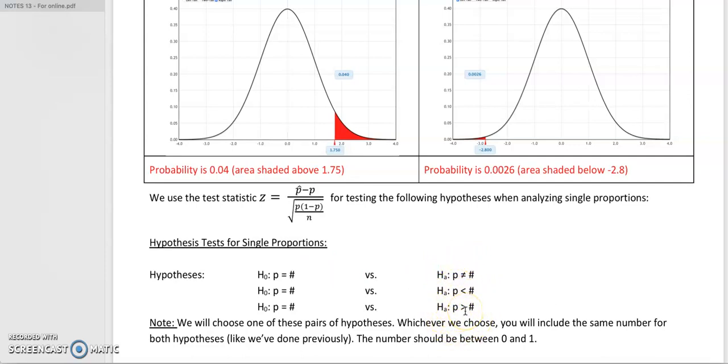And again, just like we saw in problems related to means, we would use the same number for our null and alternative hypotheses, but in this case, the number we choose should be between 0 and 1, because proportions are numbers between 0 and 1.